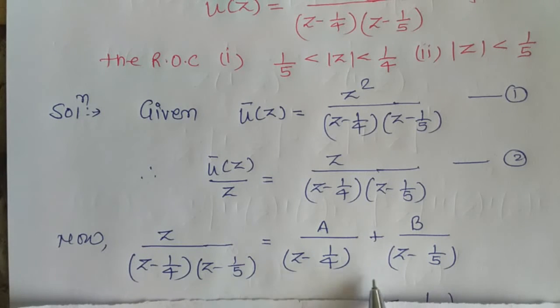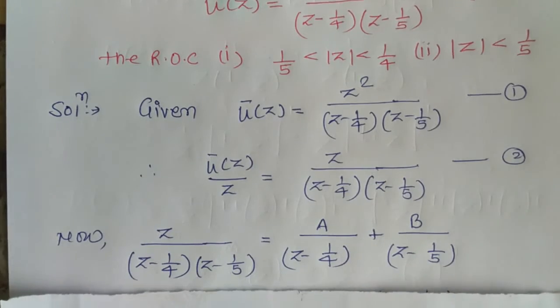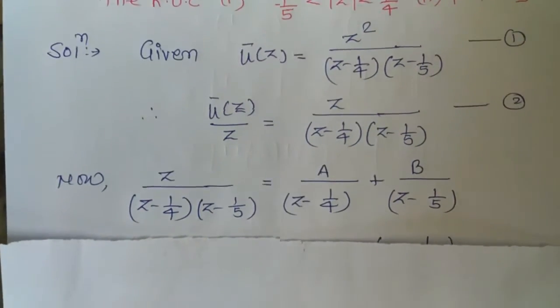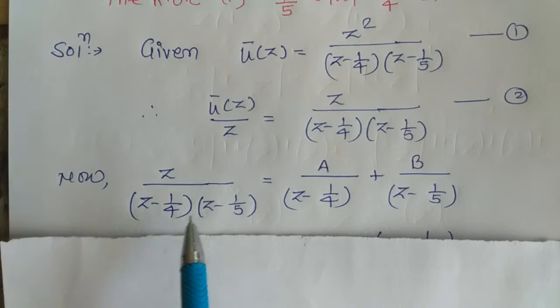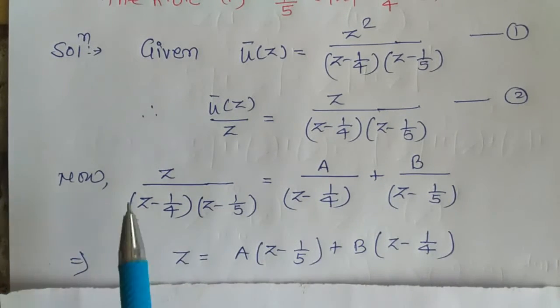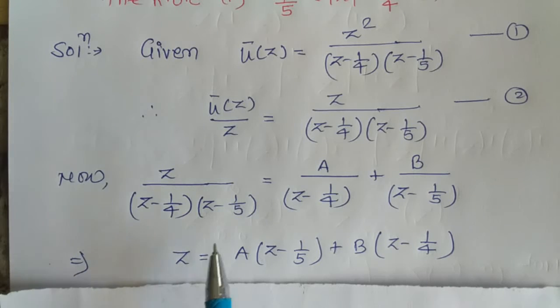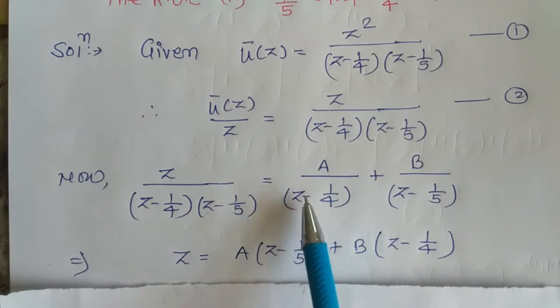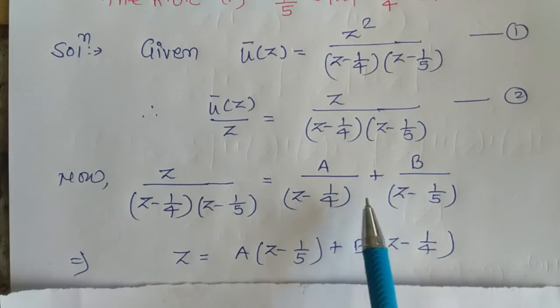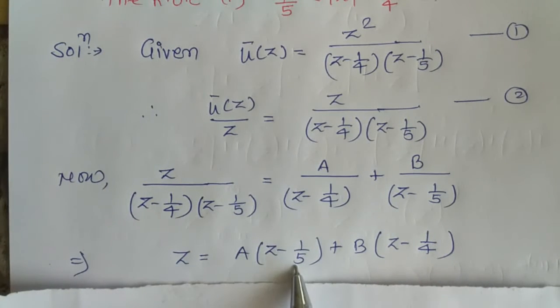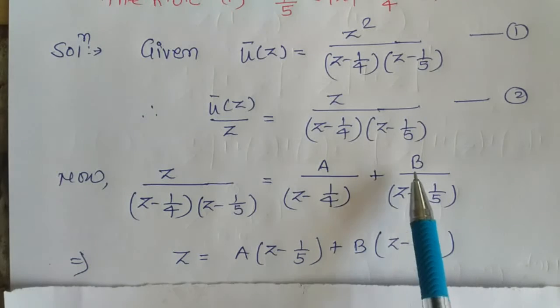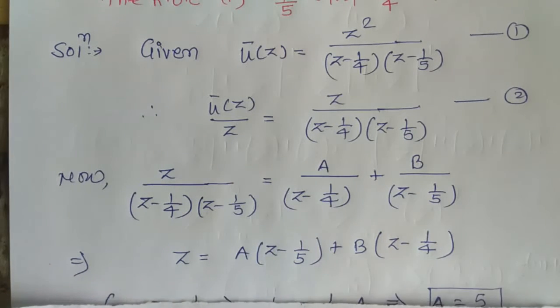So on the right hand side we take the LCM, which is (z minus 1 by 4) into (z minus 1 by 5), and it cancels with the denominator of the left hand side. After simplification, we have only z on the left hand side, which is equal to, after taking the LCM, the numerator A into (z minus 1 by 5) plus B into (z minus 1 by 4).